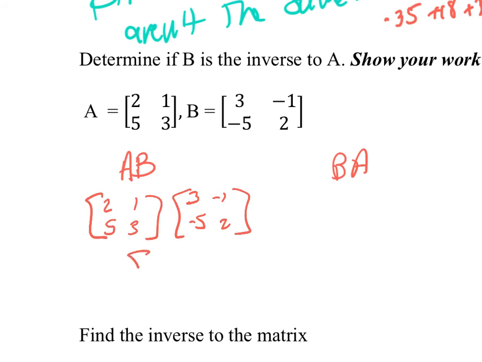So I say first row times first column. 2 times 3 is 6. 1 times negative 5 is negative 5. 6 minus 5 is 1. First row, second column. 2 times negative 1 is negative 2. 1 times 2 is positive 2, so I get 0.